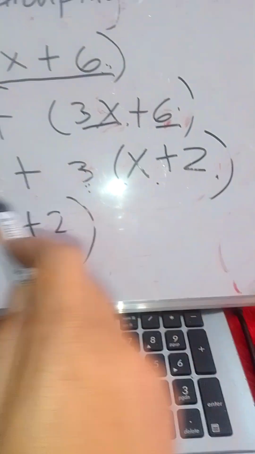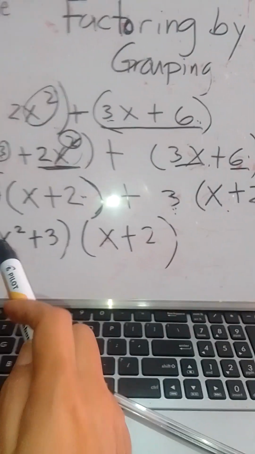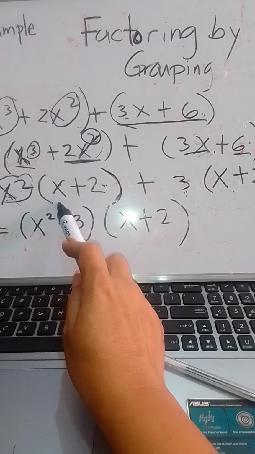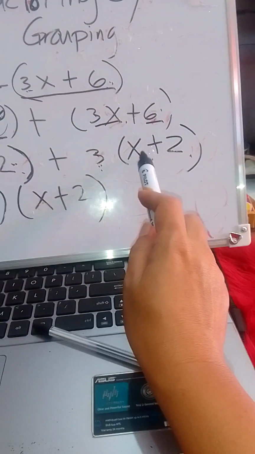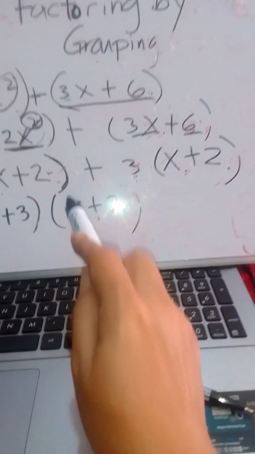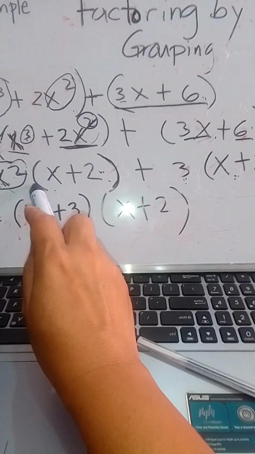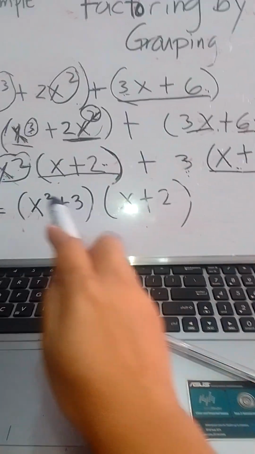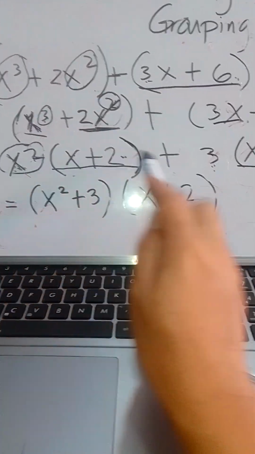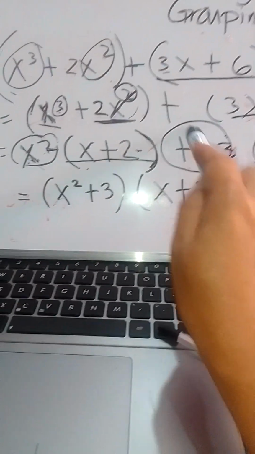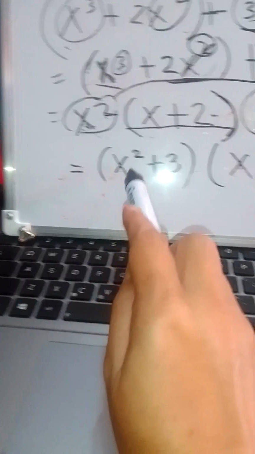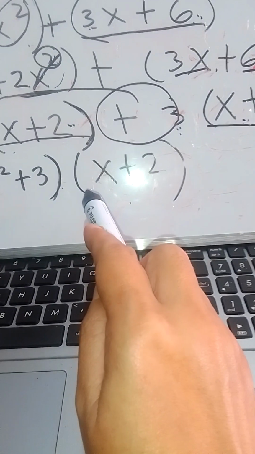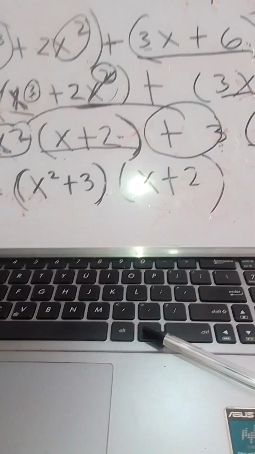So x plus 2. Now, when you see this almost final equation, x squared times x plus 2 plus 3 times x plus 2, x plus 2 is common. Since this is grouping, you just group the same x plus 2 here. And then this one, x squared plus 3, is another group. So x squared plus 3, put a parenthesis, times x plus 2.